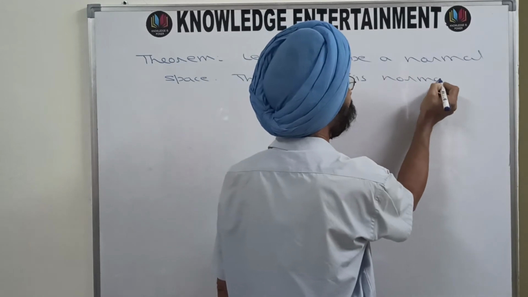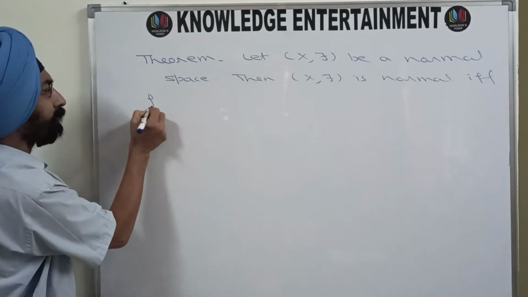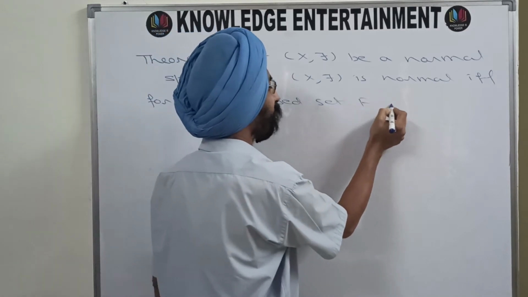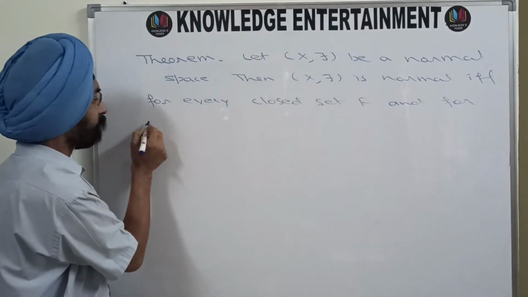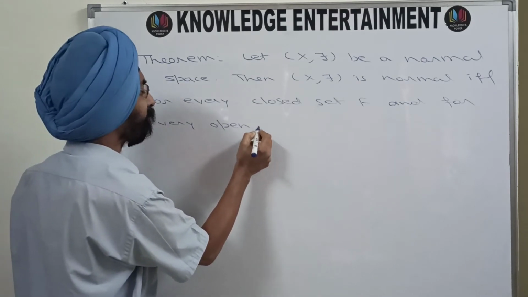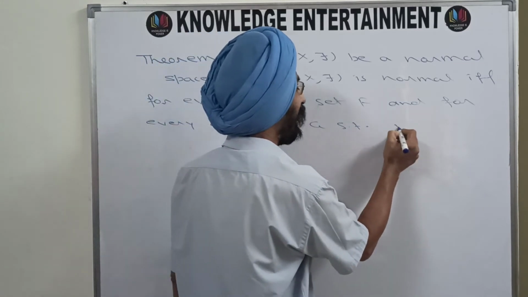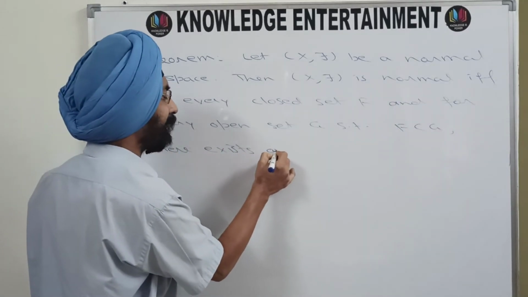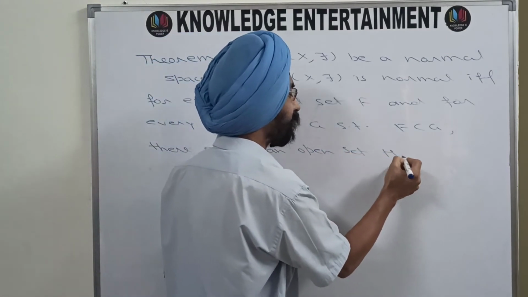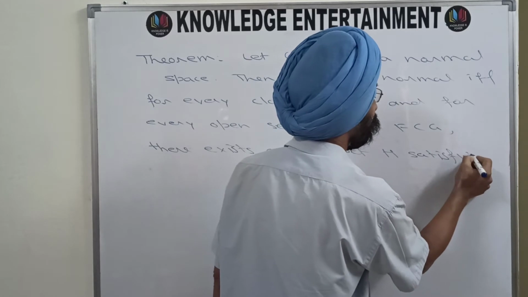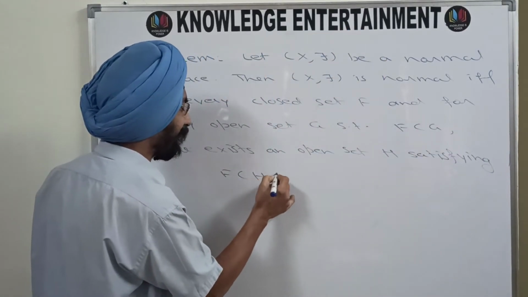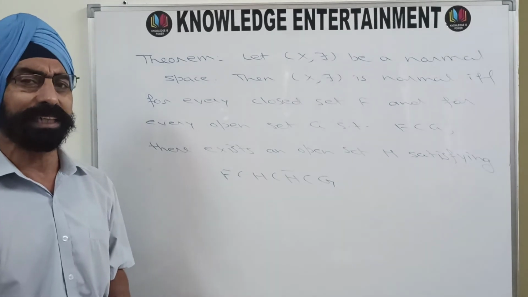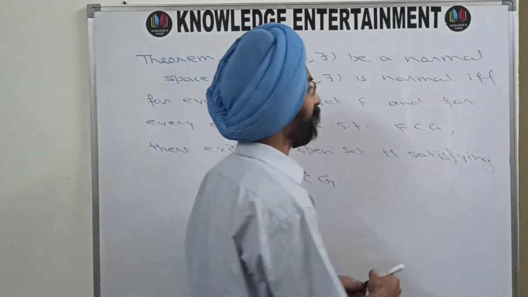if and only if for every closed set F and for every open set G such that F is contained in G, there exists an open set H satisfying F is contained in H, H is contained in H bar, and H bar is contained in G. So if you have an open set H satisfying this condition, then the space is normal, and vice versa, because you have if and only if here.